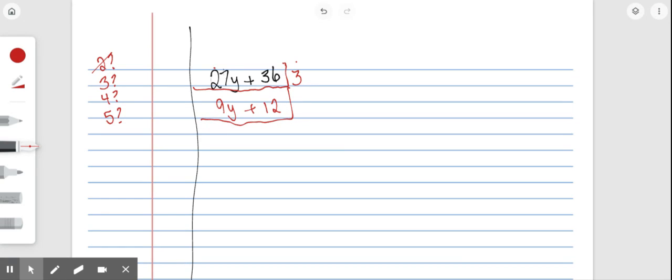9y and 12 are both divisible by 3 again. Okay, so then 9y divided by 3 is 3y. And 12 divided by 3 is 4. Okay. So again, all I'm doing on the right-hand side is these are the factors, or the things that can be divided. And down here is what's left. So this is what happens after I divide.